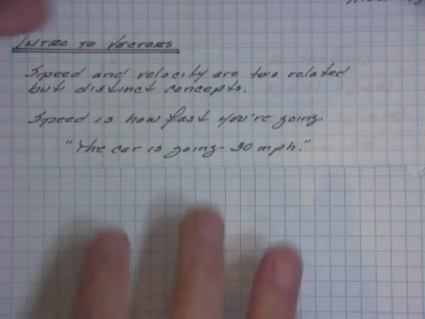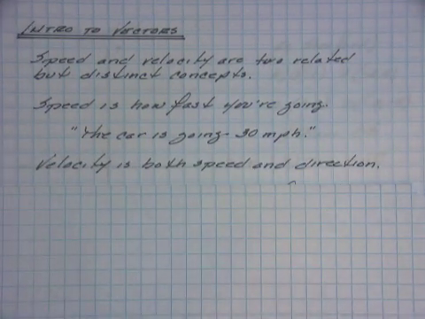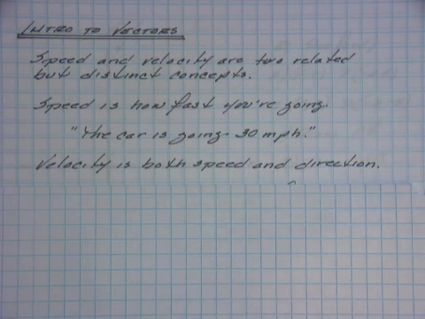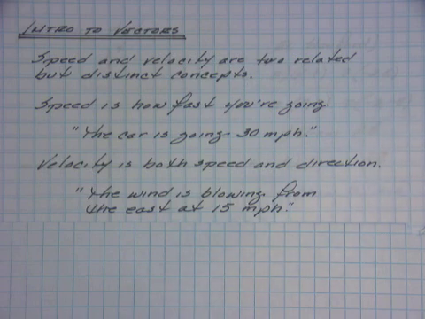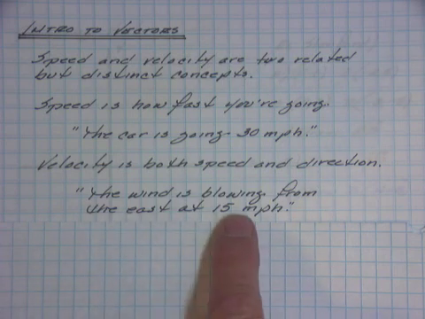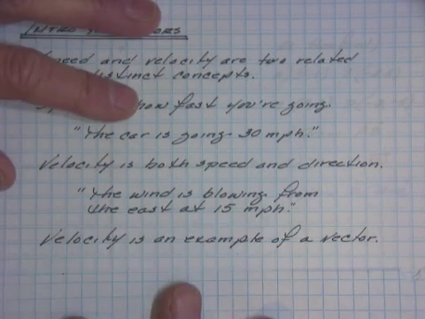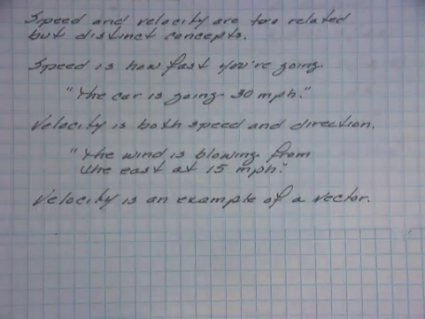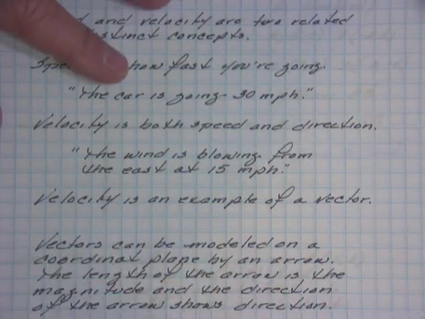Now, velocity, if you remember from your science classes, is a little bit different. Velocity is both speed and direction. So when we talk about velocity, we might say the wind is blowing from the east at 15 miles per hour. So there's the direction and there's the magnitude, the speed. So velocity is an example of a vector. Actually, it's a verbal example of a vector. We're going to get into the mathematics of vectors, and that's where we're headed. Okay.